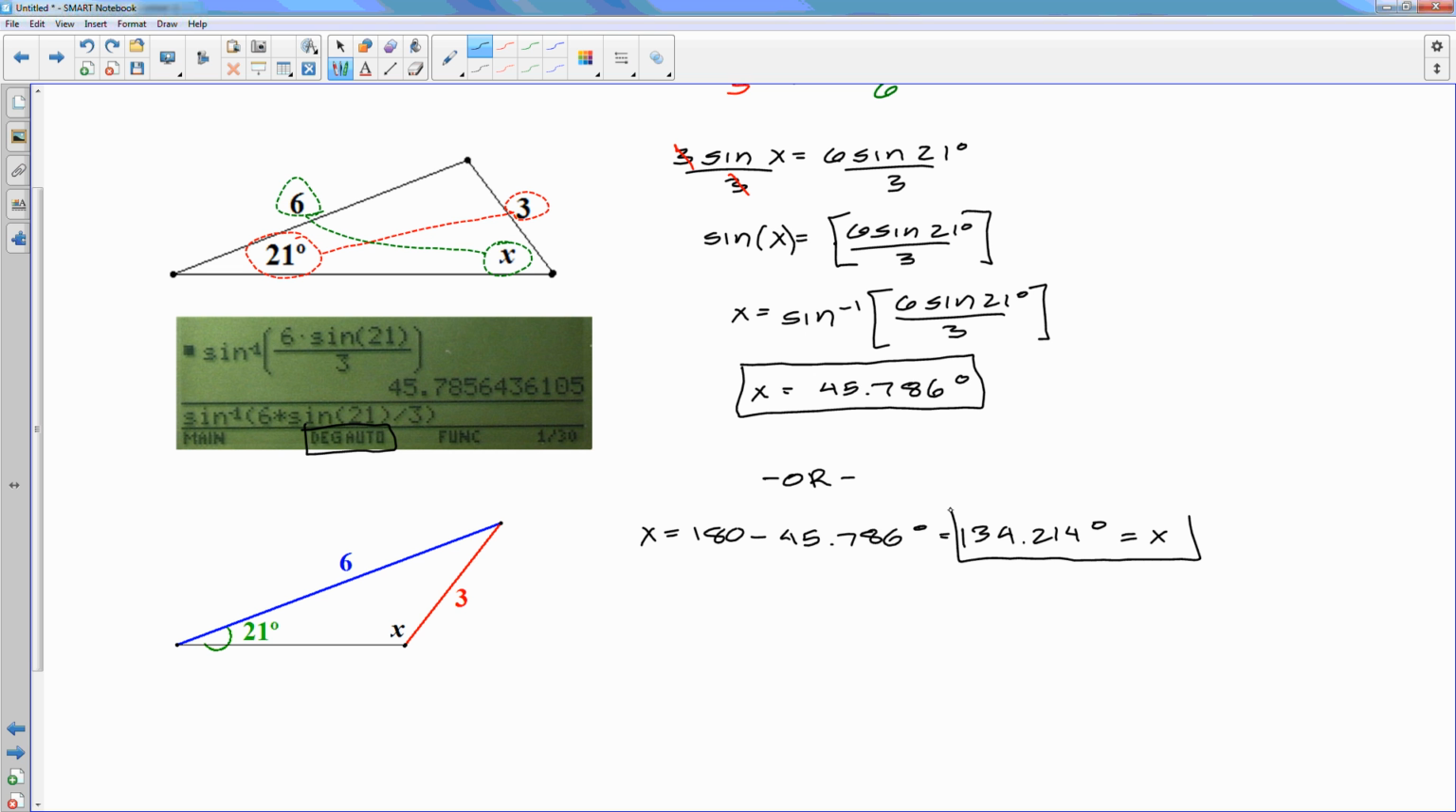And I'm always checking to make sure it makes sense. 3 is smaller than 6, so x needs to be larger than 21. And 134 is larger than 21, so I'm happy with that answer. Your calculator will always give you the small angle first, because when you do an inverse sine, inverse sine always answers on the right side of the circle, which will not include angles like 134. That's way over here. So you have to find the obtuse angles yourself. The calculator will always give you an acute angle, and this triangle just happens to have 2 answers, and that's kind of the stuff we're going to be looking at in this lesson.